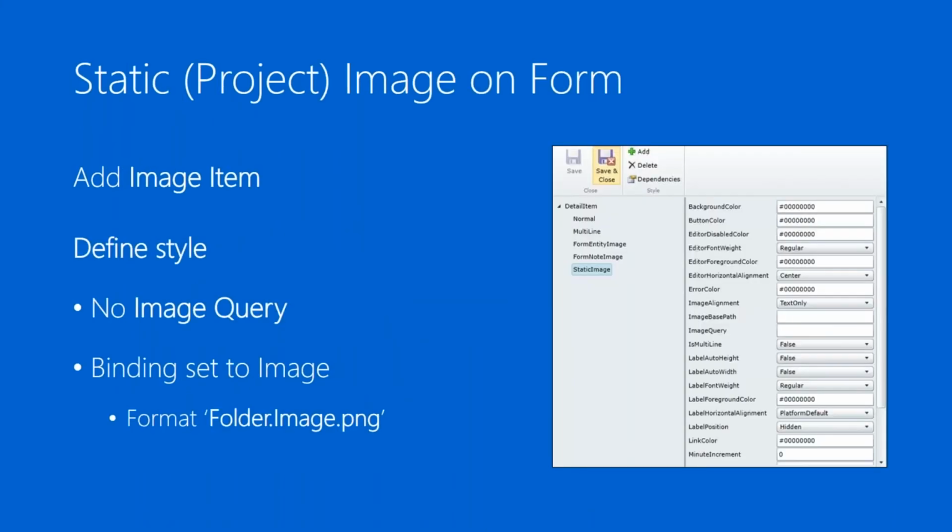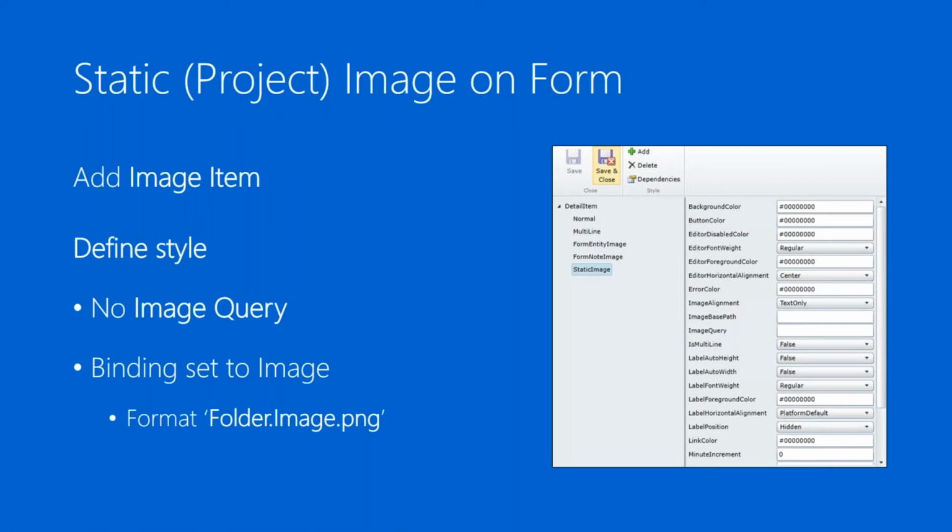To be able to use static or project images on forms, you have to do the following steps. You have to add an image item, so we still require an image item to be present, and you have to define a special style. For this style, it's really important that it doesn't have any image query. So there is this part, image query, and this one has to be empty.